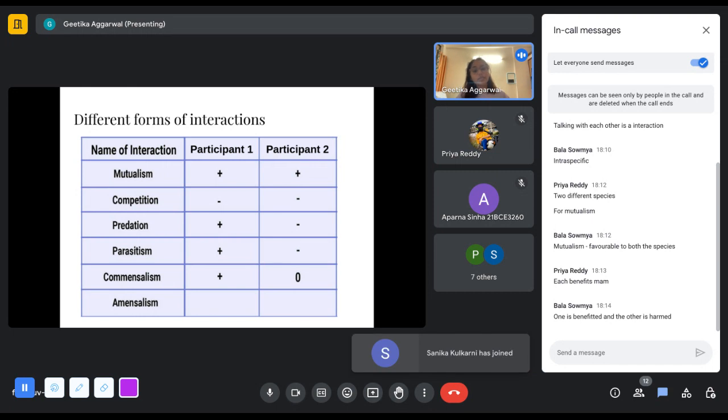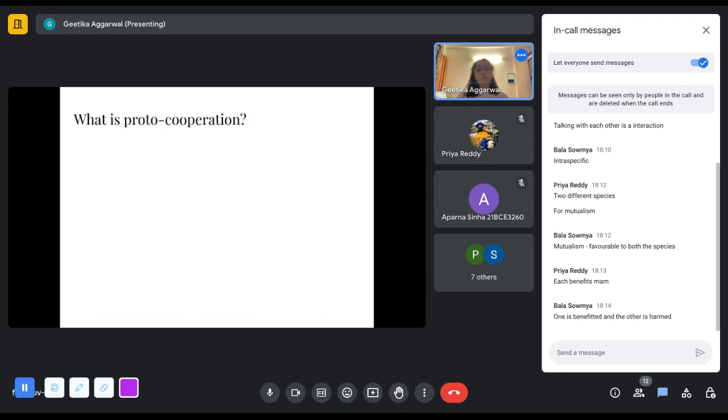It is neither benefited nor harmed, right? And one of them is getting a benefit out of that interaction. And the opposite of this would be amensalism, in which one of them is harmed, but the other one is not impacted at all. It is neither gaining anything nor losing anything. And if there's an interaction in which none of the species has any impact from that interaction, that we term as neutralism, because both of them are neutral towards each other.